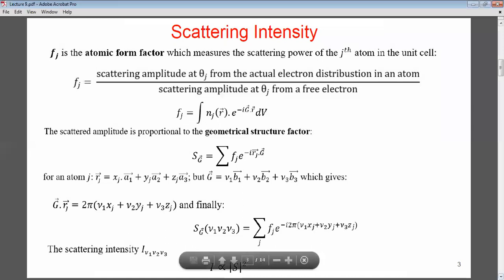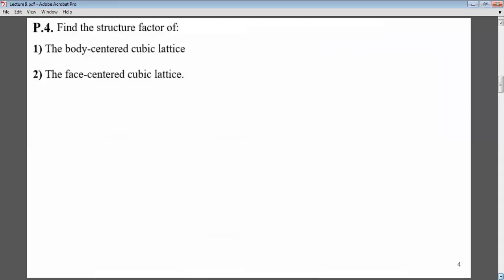Okay. Here is a problem. Find the structure factor of the body-centered cubic lattice.